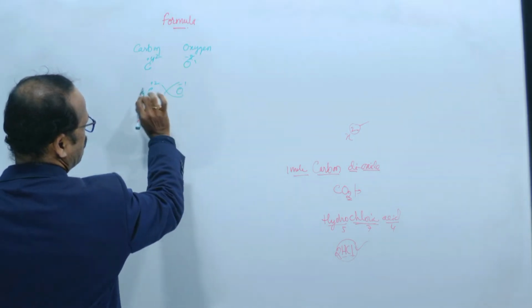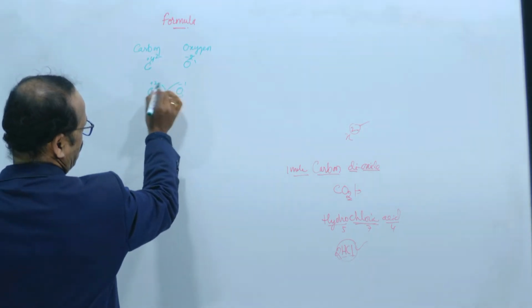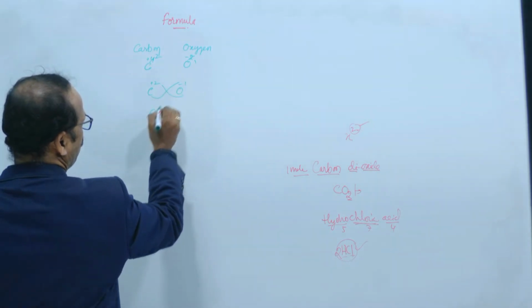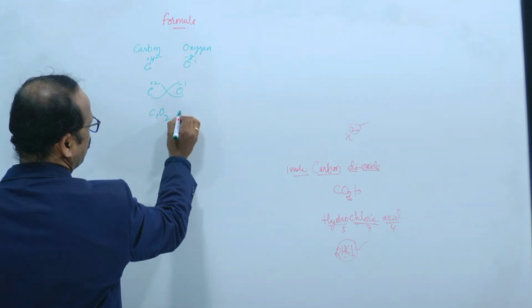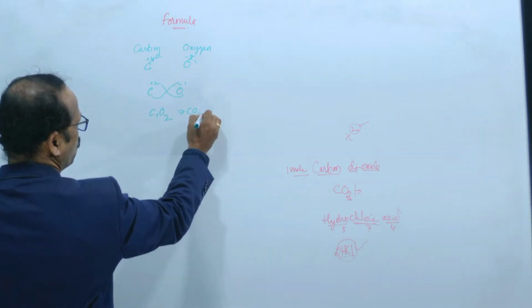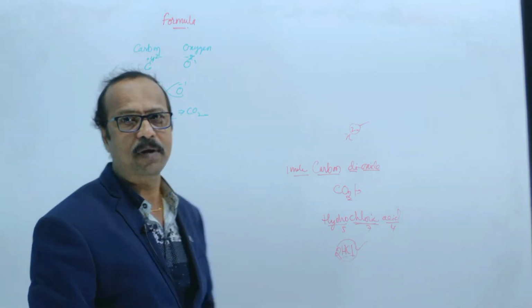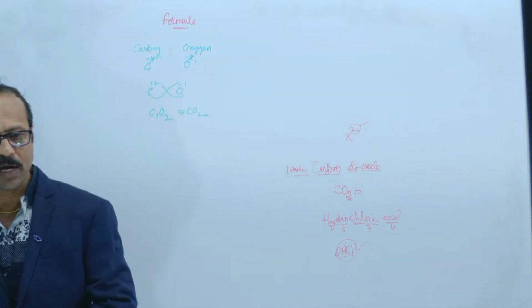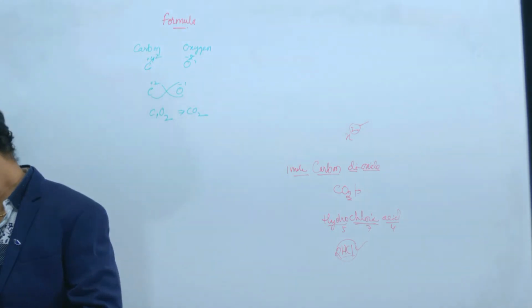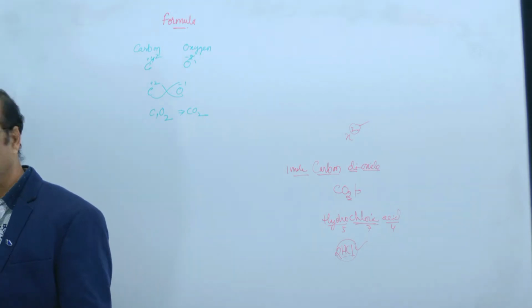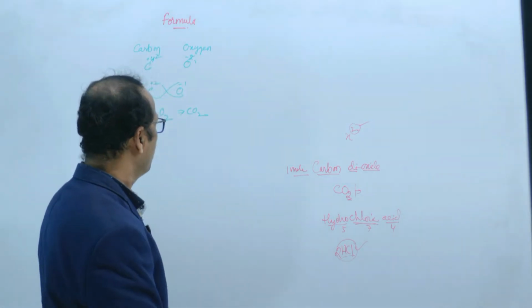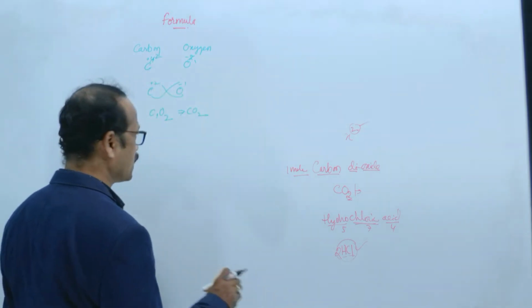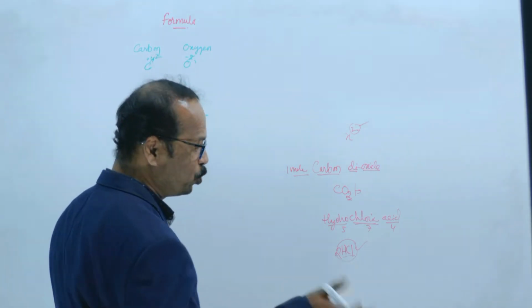Now you crisscross, no need to write the charges. So write 1 here and this 2 you bring here. 1 need not be written, so this becomes CO2. That is the formula of carbon dioxide. Like this we can write. I already practiced so many formulas. For example, you want to write ammonia, for example, two elements.